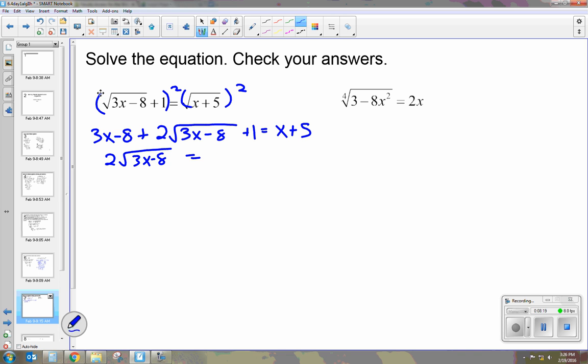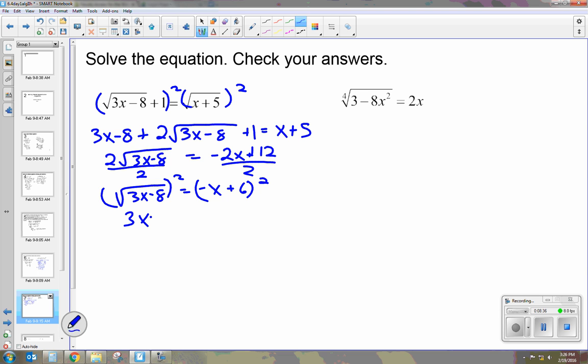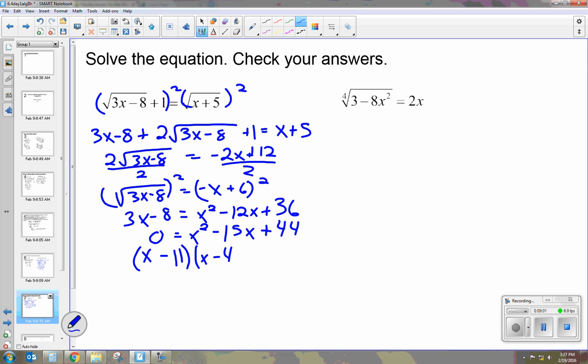We're left with -2x + 12. Divide by 2. Square root of (3x - 8) = -x + 6. We're going to square both sides. 3x - 8 = x squared - 12x + 36. x squared - 15x + 44. This is going to factor into (x - 11)(x - 4).